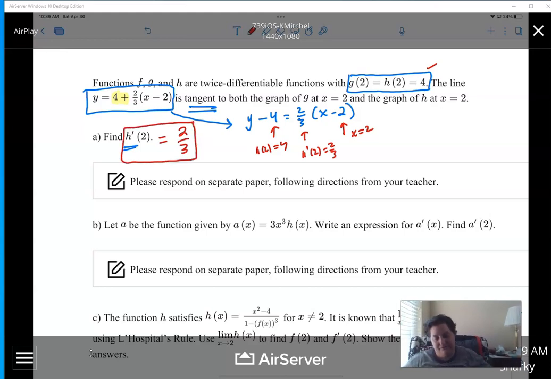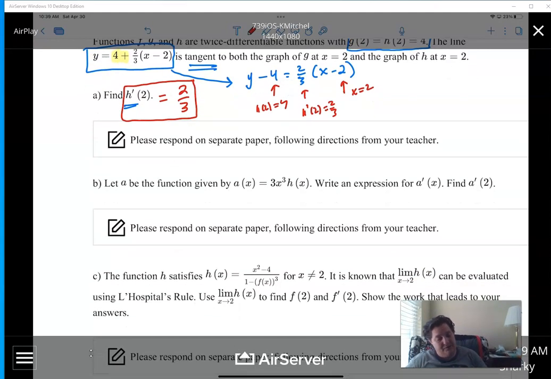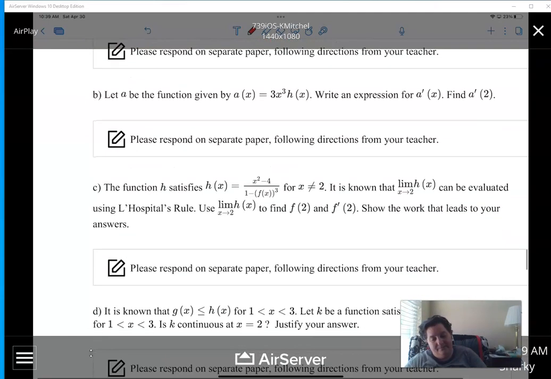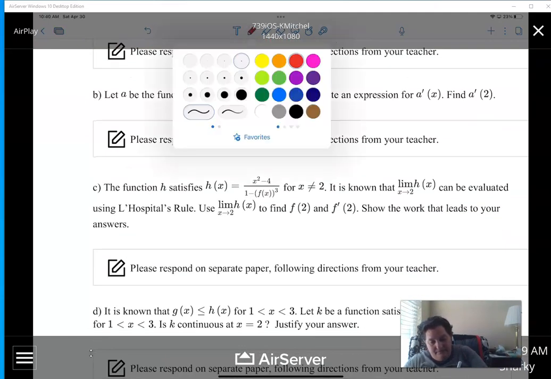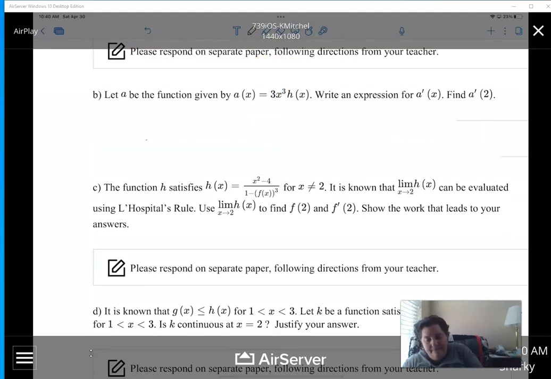Okay, that's our answer for the first one. For part B, let a be the function given by this. Write an expression for a prime. Find a prime of 2. Let me actually see if I can get rid of this and write over it. Oh, look at that. All right.